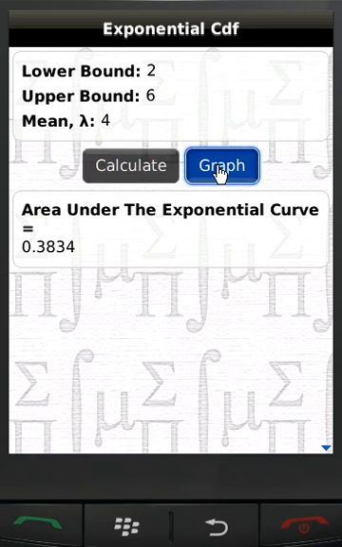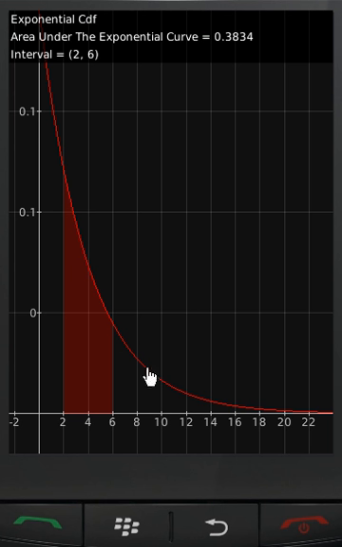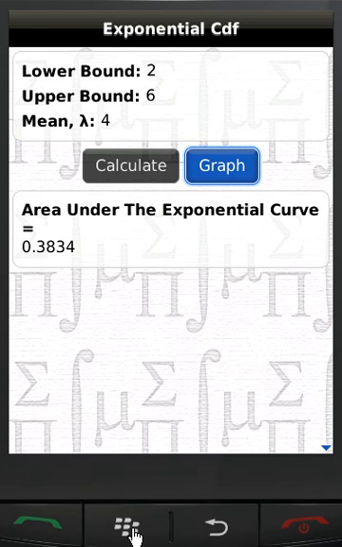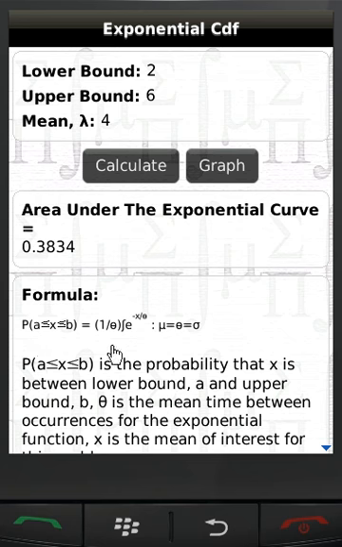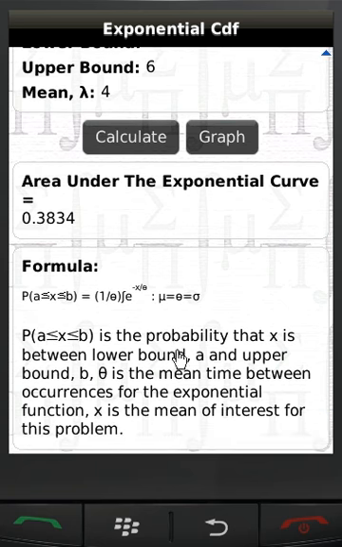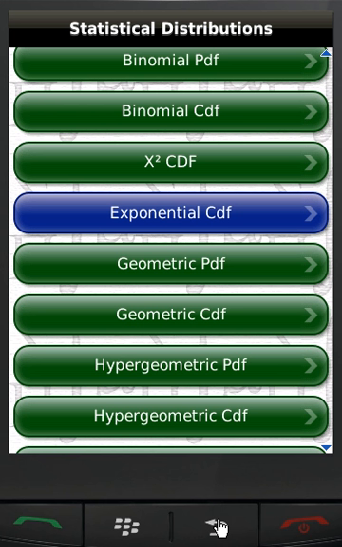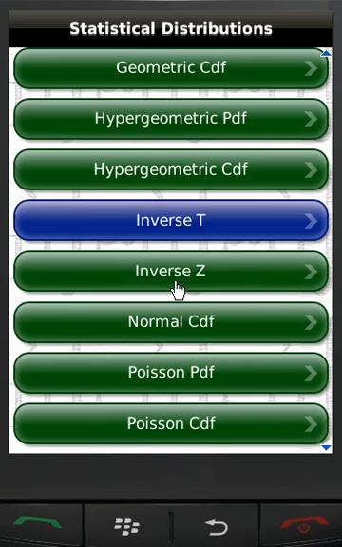If I want to see the graph, I click graph. I can see the display. It's shaded between 2 and 6 because that's the interval I asked for, and it gives me the area under the curve, which is the probability for success. Again, even for the continuous distributions, I've provided a help. You can click on show help. I give the formula, and I give a verbal description of how to use the formula and how to use the distribution. Lastly, I said I would like to look at the inverse normal distribution.